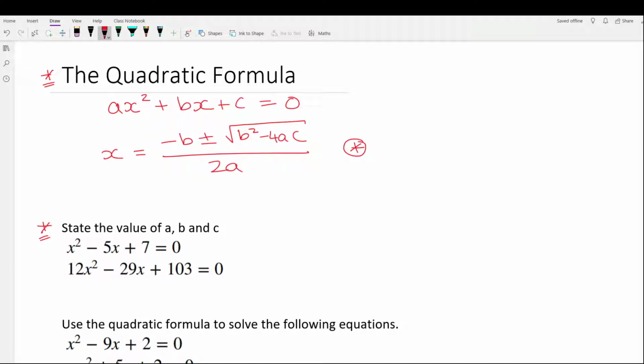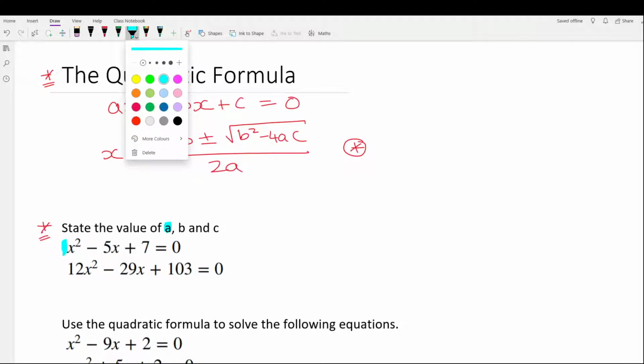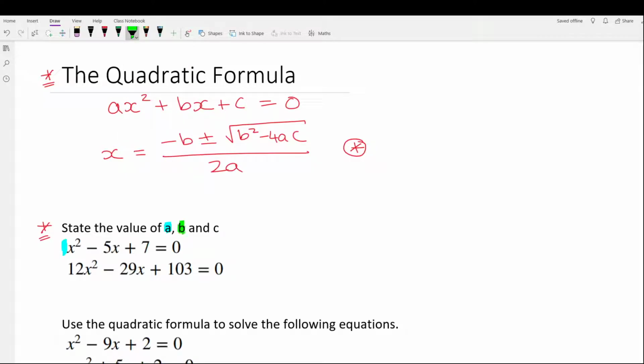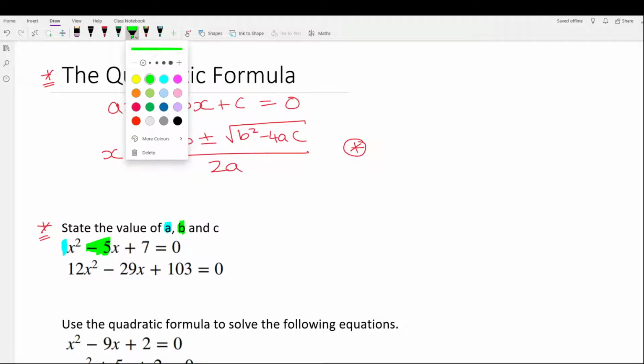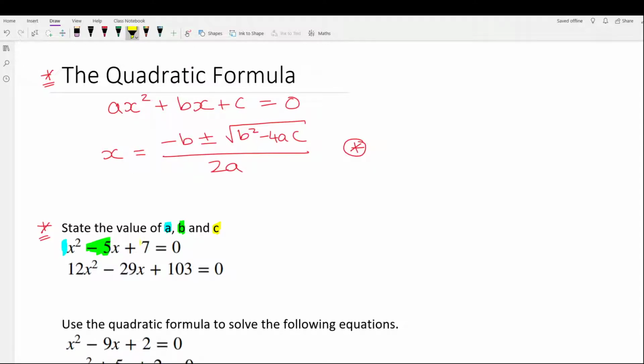It says state the value of a, b and c. The value of a is the coefficient of x. So what's in front of x? Sorry, a is the coefficient of x squared and b is the coefficient of x. And c is the constant term, the number by itself. So what is a, b and c in this particular example?